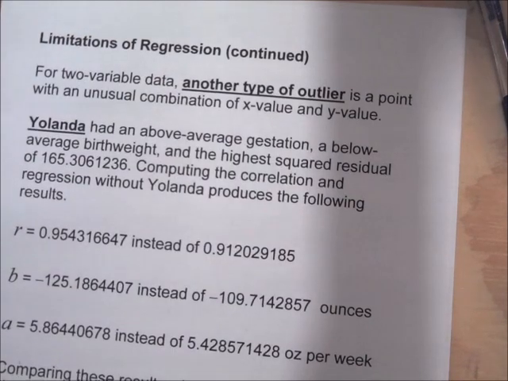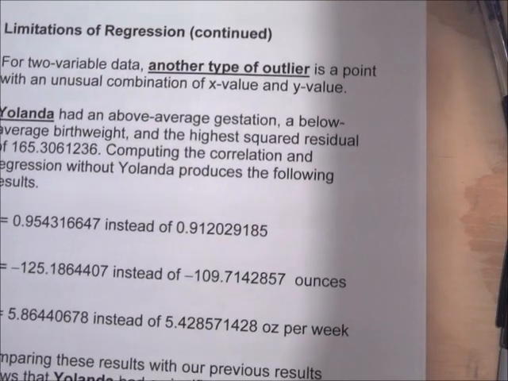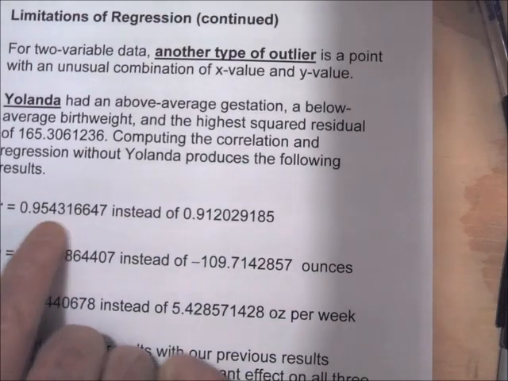So that's the other type of prediction error. It's when the x variable, it's an unusual x-y combination. So if you have above average birth weight and above average gestation, below average birth weight, or vice versa, you could have a point that has a big effect on the statistics. So if we compute the statistics without Yolanda, we have a higher correlation coefficient.